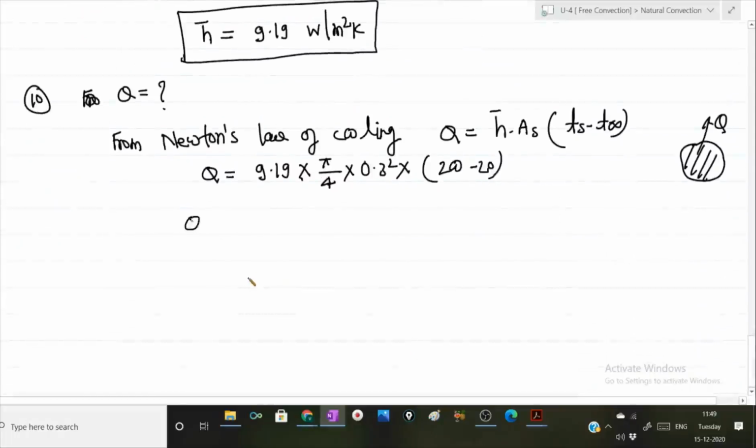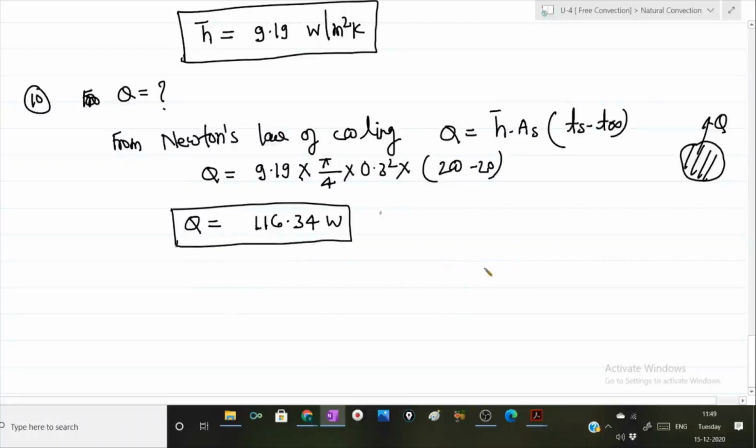So Q will be 106.34 watt. This will be your answer, and this way you can solve this problem.